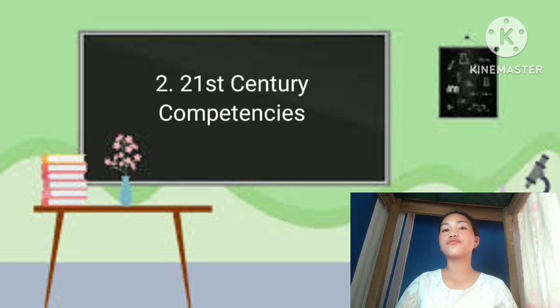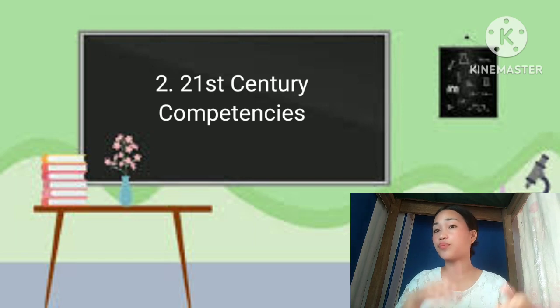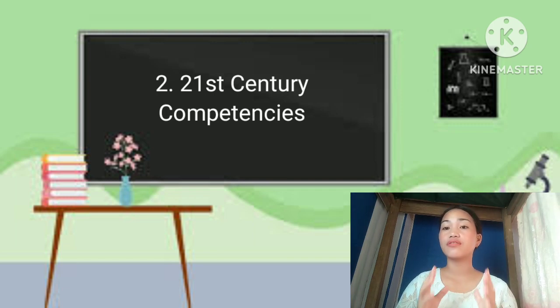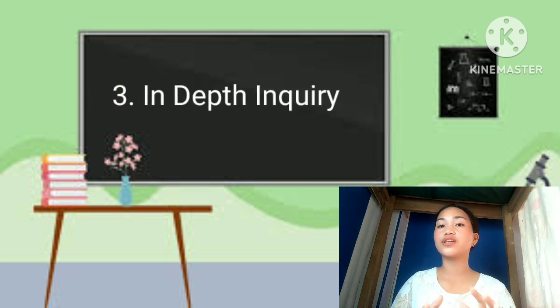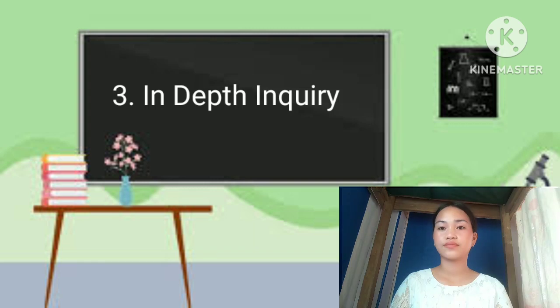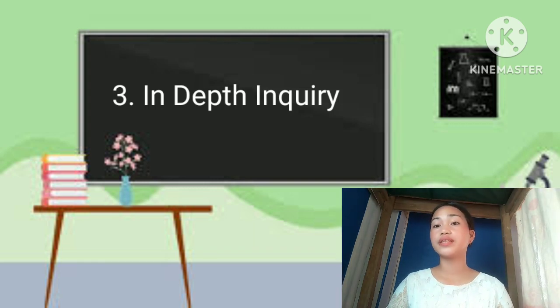Number 2 is 21st Century Competencies. So here, students build competencies valuable for today's world, such as problem solving, critical thinking, collaboration, communication, and creativity or innovation, which are explicitly taught and assessed. Number 3 is in-depth inquiry. So here, the students are engaged in an extended, rigorous process of asking questions, using resources, and developing answers so that their learning will be deep and their vocabulary will widen and broaden.